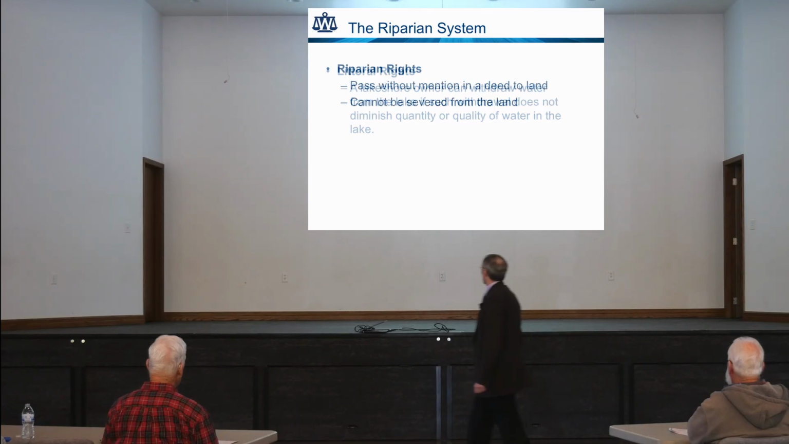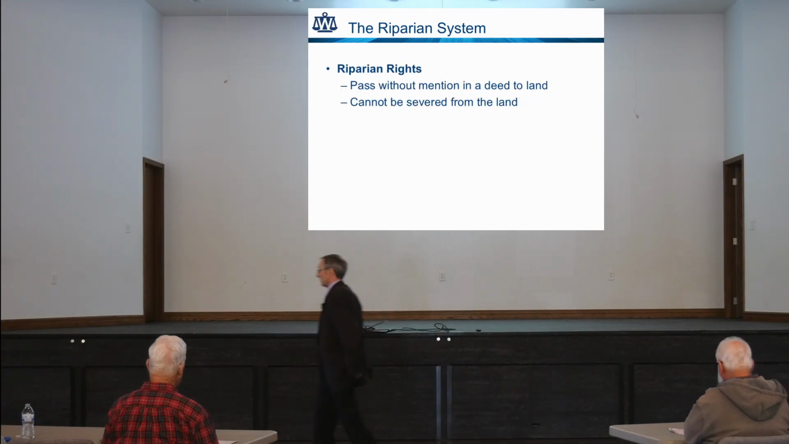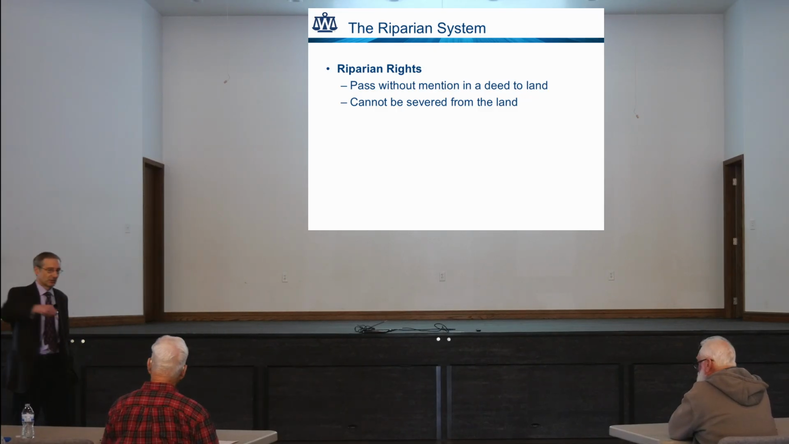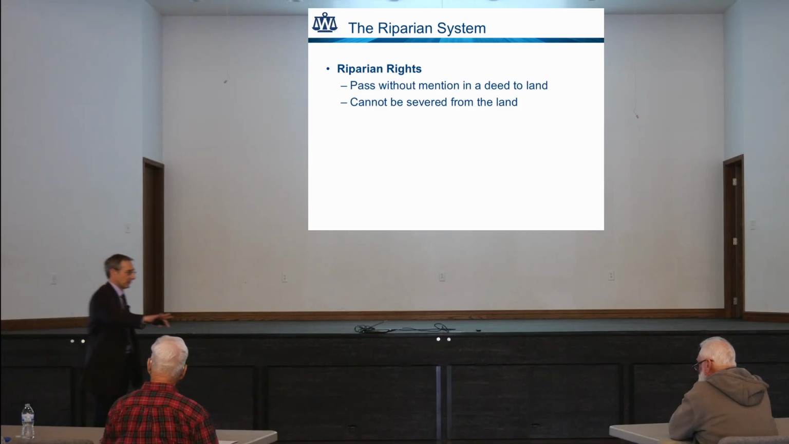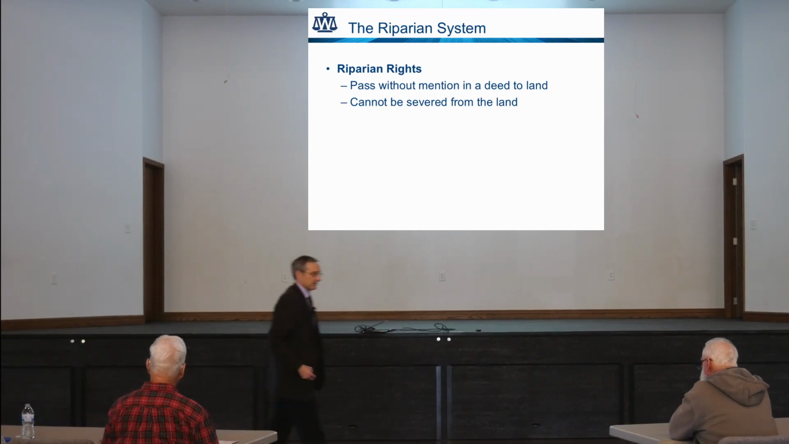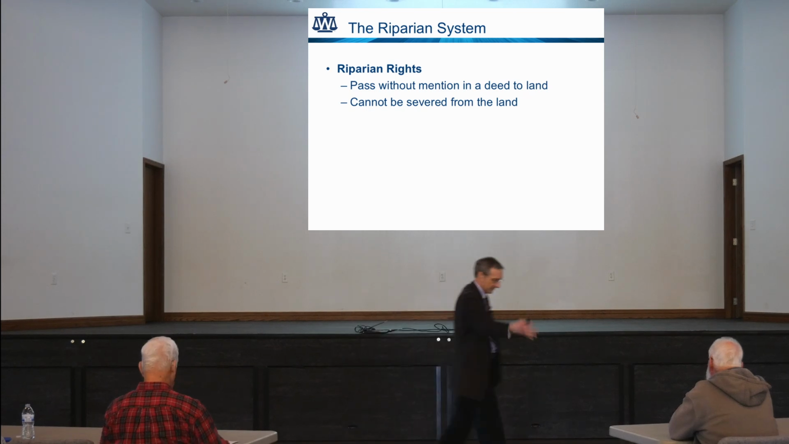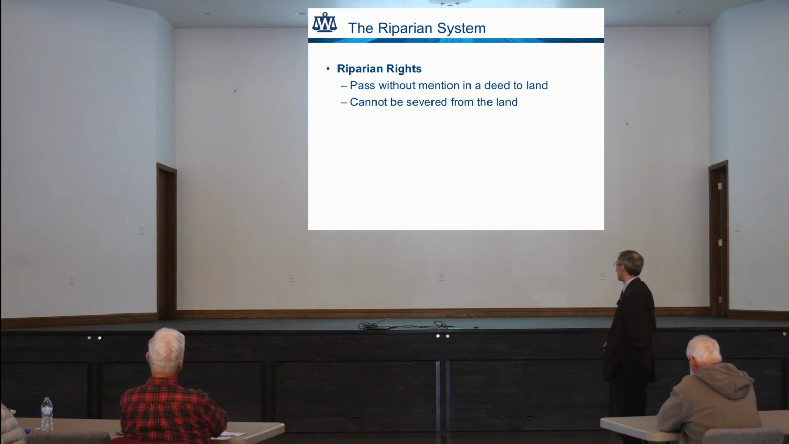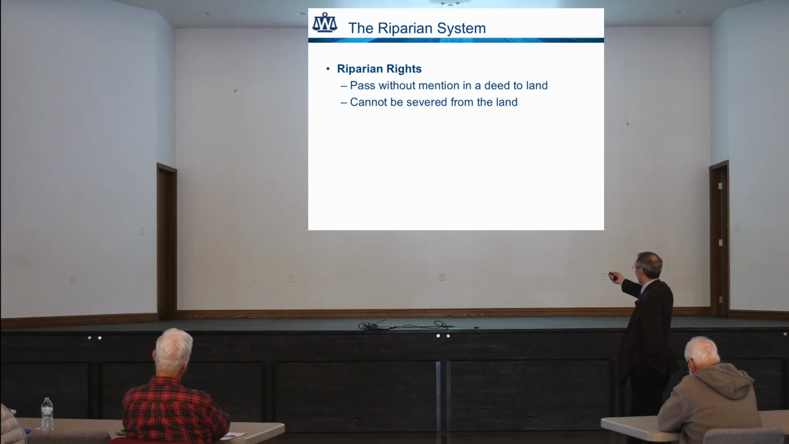Okay? All right. Now, riparian rights pass without mention in a deed. So if you're in a riparian jurisdiction, you own land adjacent to a stream, the deed doesn't need to refer to that. That just happens. I own the land, I'm adjacent to the stream, I have the riparian rights if I buy that land. It doesn't have to be mentioned in the deed. However, they can be severed from the land and conveyed separately.